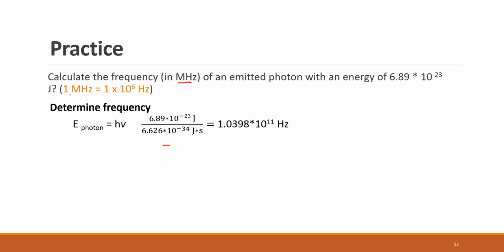So first step would be to rearrange the equation to solve for frequency. To do that, you need to divide both sides by Planck's constant to get frequency by itself. Then you will have energy of the photon in the numerator divided by Planck's constant in the denominator. Dividing those two values, you can see that the units of joules cancel out, leaving us with units of inverse seconds, which is the same as hertz.